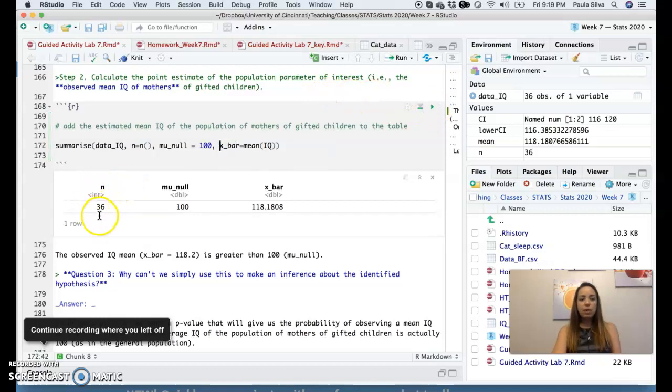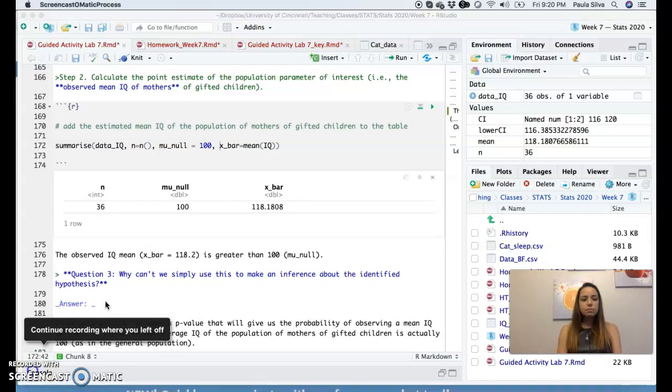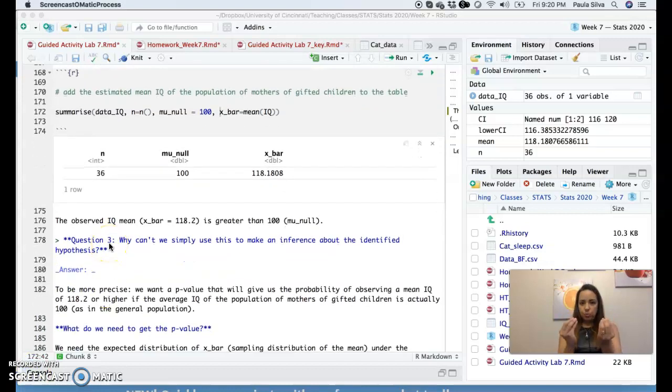So if we run this, now we have our table with the number of observations, the average IQ under the null hypothesis, which is 100, and the actual average IQ that's observed in our sample, which is 118. All right? So the observed IQ in our sample, our best point estimate of the IQ of mothers of gifted children in the population, is 118. That's greater than what would be expected if there was no difference between the IQ of mothers of gifted children and the IQ of the population at large, which is 100.